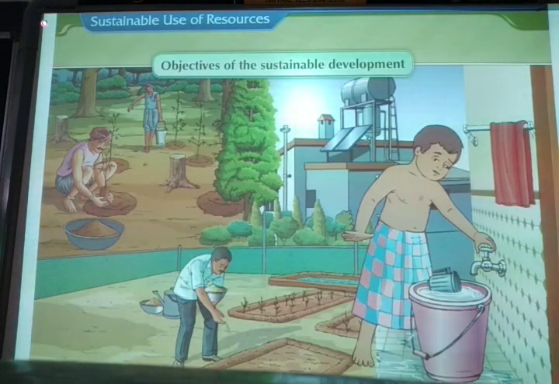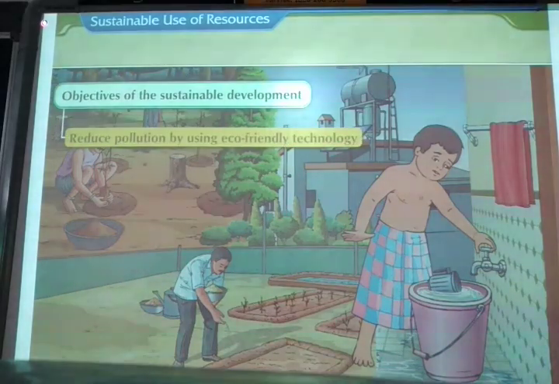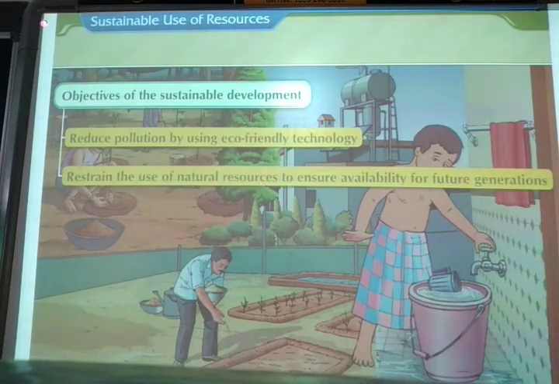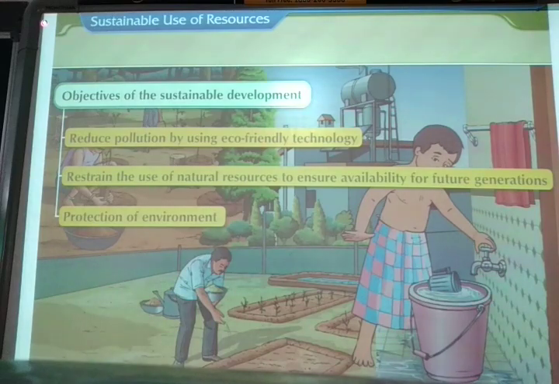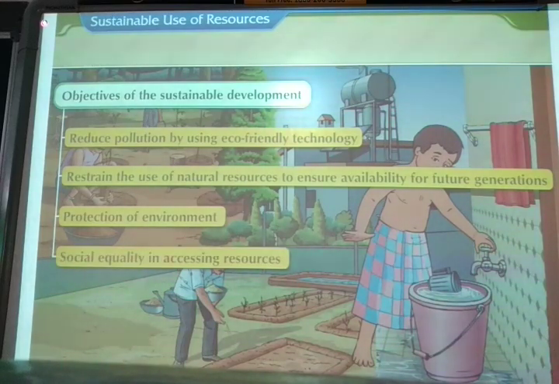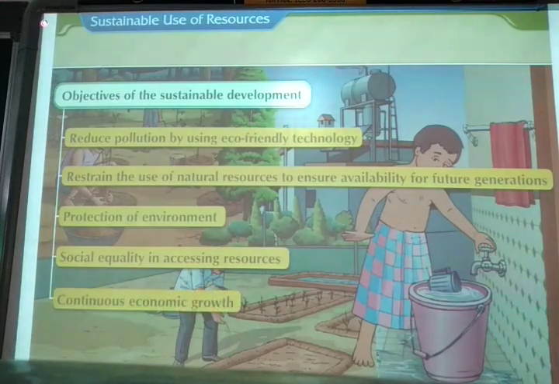Some of the objectives of sustainable development are: reduce pollution by using eco-friendly technology, restrain the use of natural resources to ensure availability for future generations, protection of environment, social equality and accessing resources, continuous economic growth.